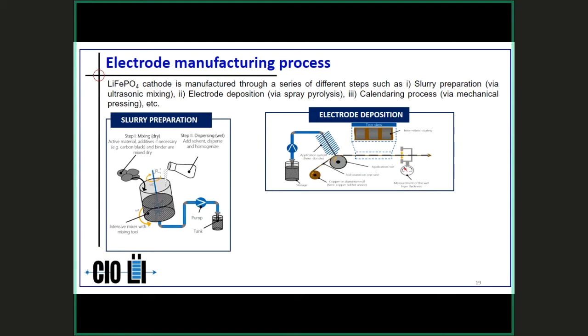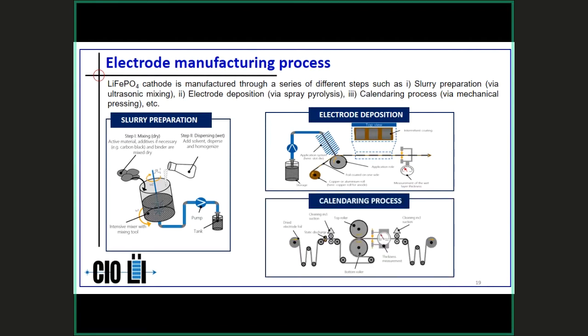Once we have the deposition of the slurry onto the foil, we have to do the drying process and after that the calendaring process. In the calendaring process, the thin film will be compacted, as we can see here, by two rollers. So the idea is to reduce the porosity inside of the cathode and also to have a uniform thickness.